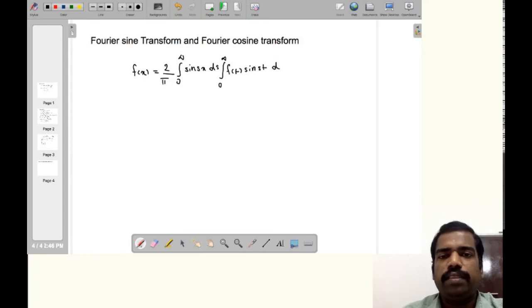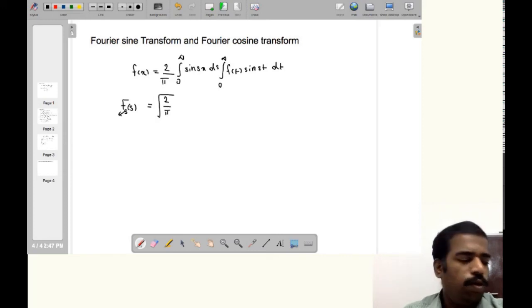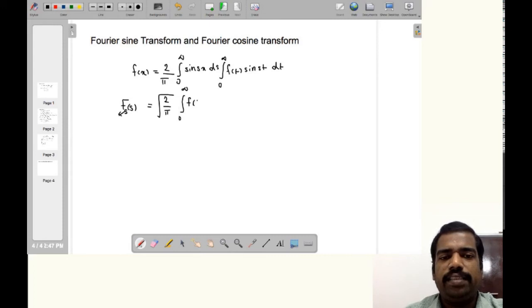So the Fourier sine transform of a function f of t, written in this fashion, Fourier sine transform of f, with the variable s. So this is for the sine transform. It is equal to, with the same old substitution we gave here, √2 by pi integral 0 to infinity f of t sin st dt.